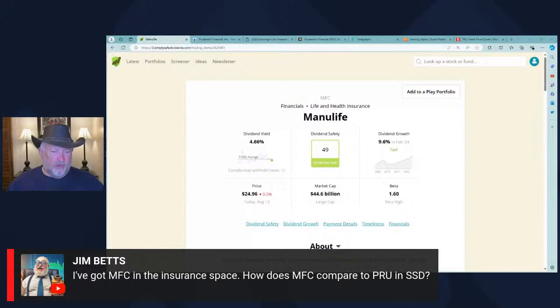So Jim says he got MFC in the insurance space. How does MFC compare to Prudential? That's a good question because I don't tend to follow them. But what I can do is a very quick check. That's interesting. I'll share that with you guys. If I can find my cursor. There it is. Looks like Manulife is a 49, borderline safe. It's got a dividend yield of about 4.6, so very similar. I think Prudential was 4.8.